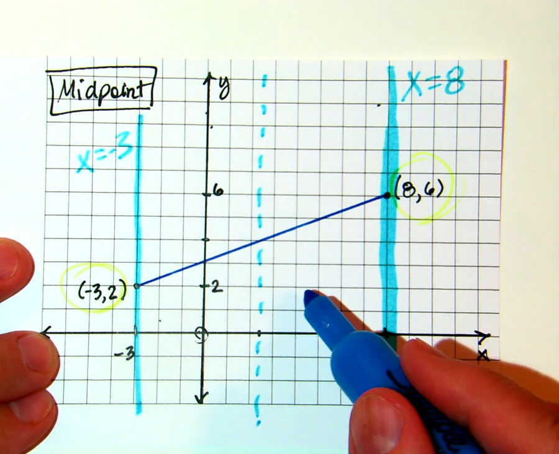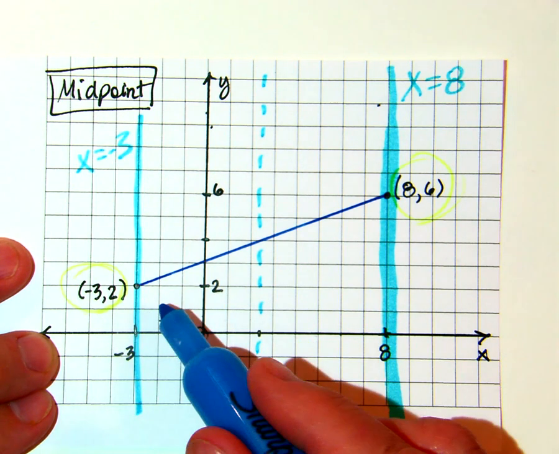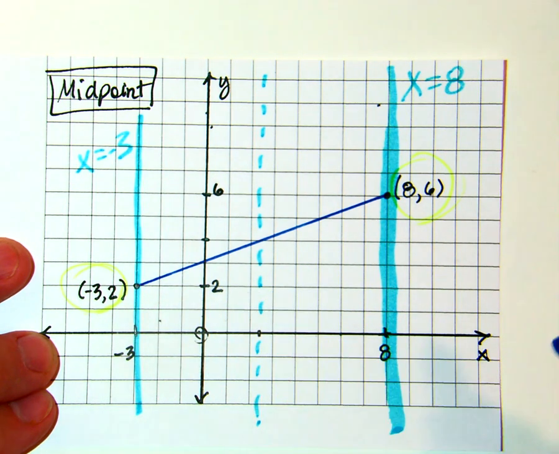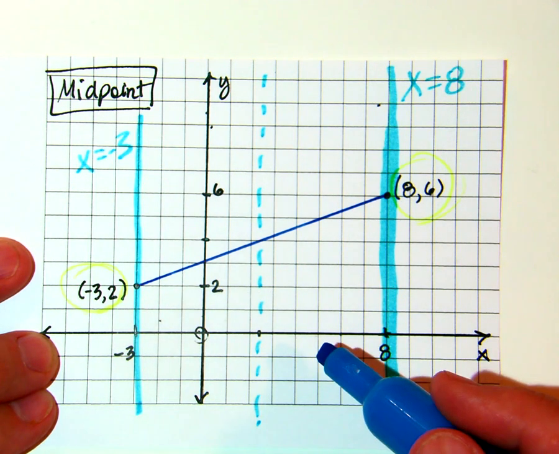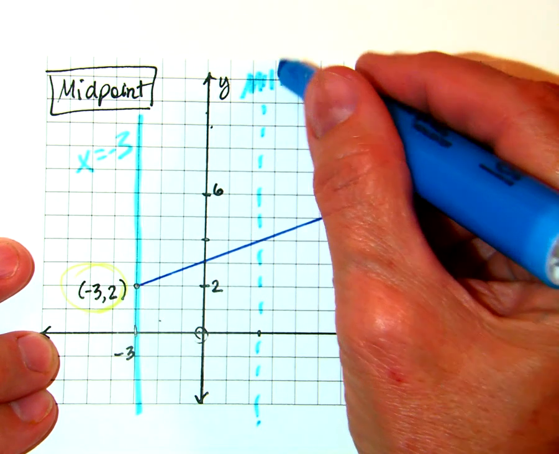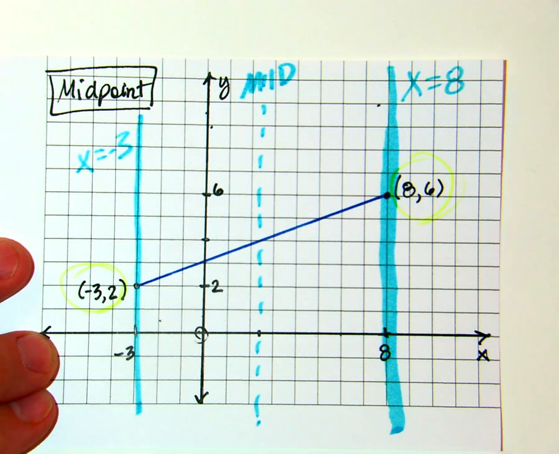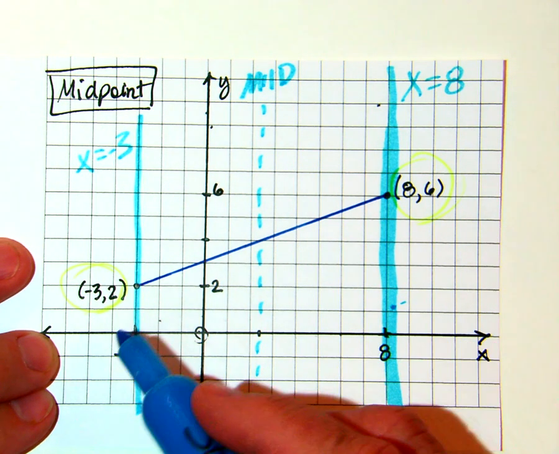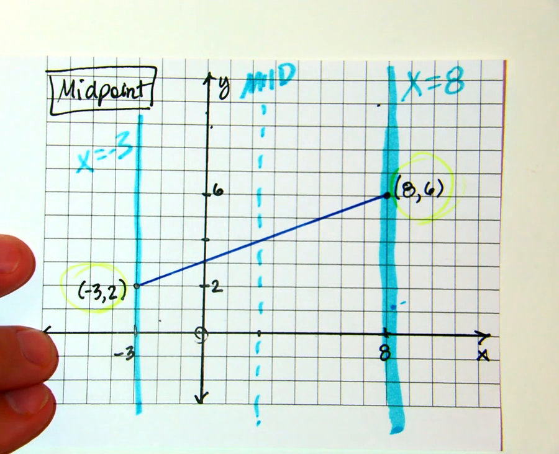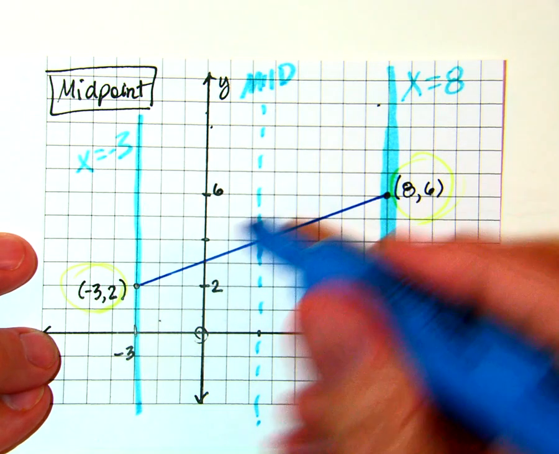It's 1, 2, 3, 4, 5 and a half. So that is in the middle. This is the middle of the left to right, the x values. So halfway between this x value and halfway between that x value. Okay, and it goes right there.